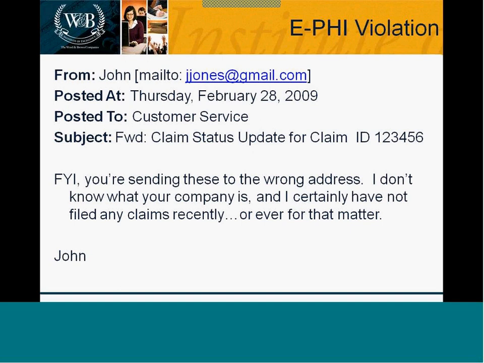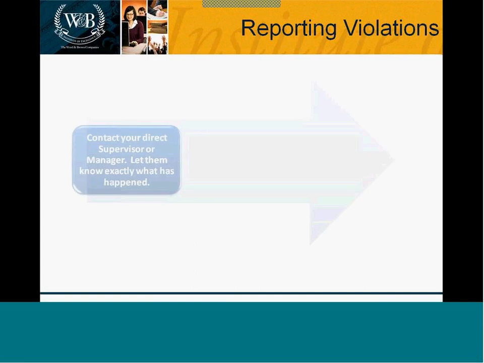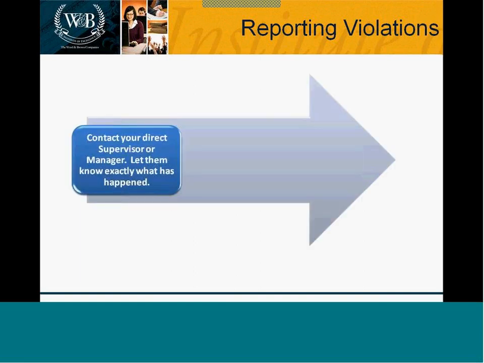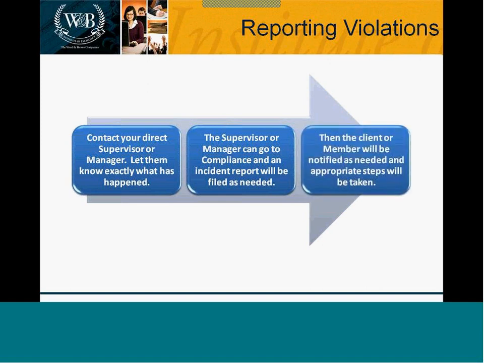So, things we have to be wary of when we're sending emails out. When we're reporting violations, this is our internal policy here. We contact our immediate manager or supervisor and let them know what happened. The supervisor or manager can then talk to our compliance group, and an incident report will be filed as needed. Then the client or member will be notified as well.